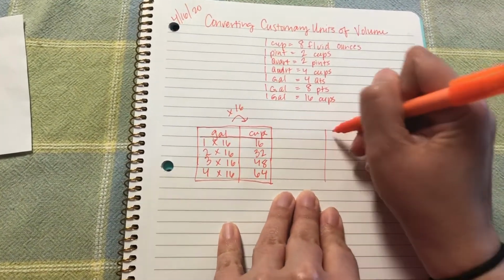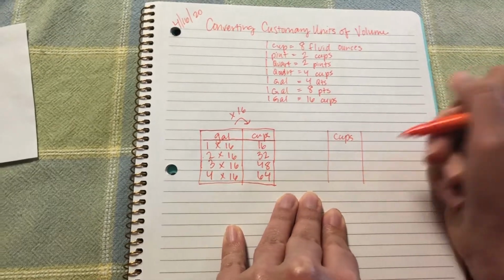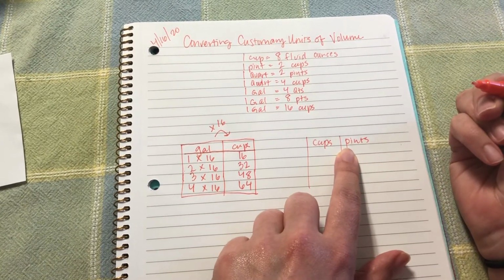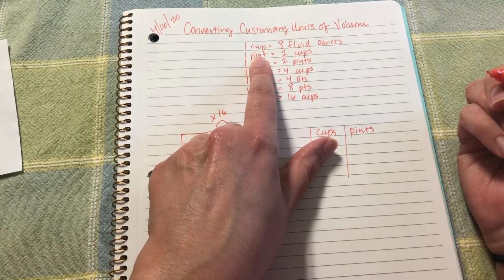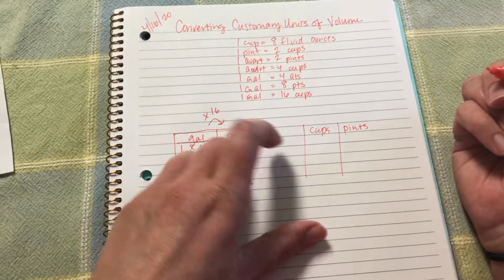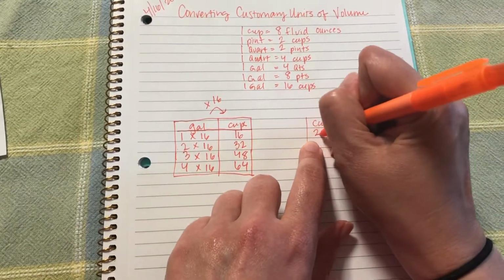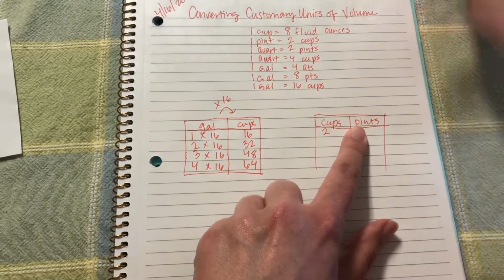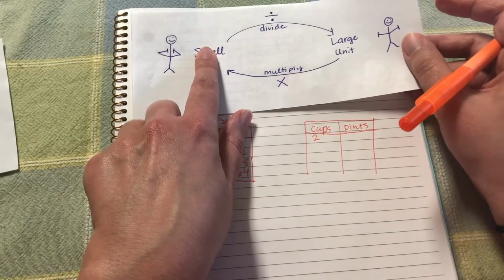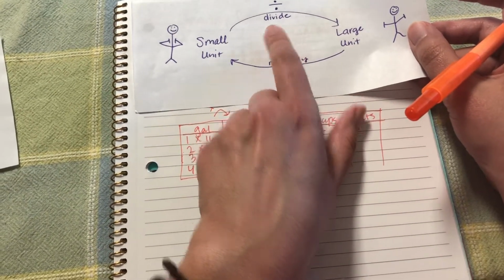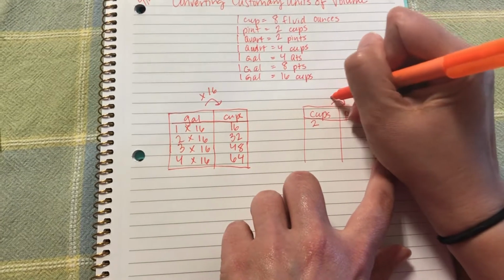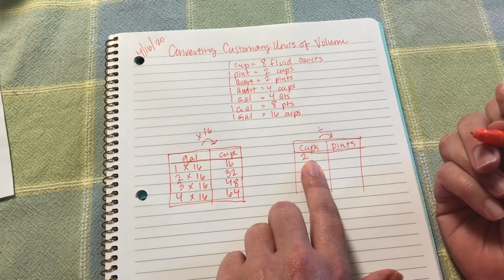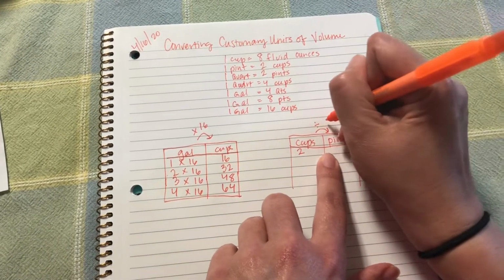This time I want to practice going from cups to pints. Okay, so I'm going to use this chart up here. We know 1 pint is equal to 2 cups. So if I have 2 cups, now remember, cups are smaller than pints. So if we go from small to large units, we need to divide. So what am I going to divide by? Well, because there's 2 cups in every pint, I'm going to divide by 2.